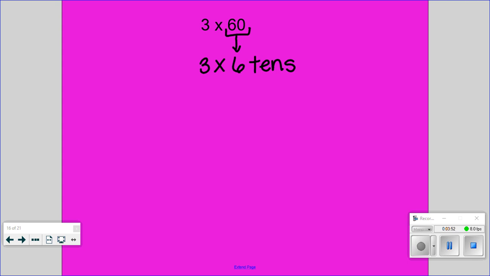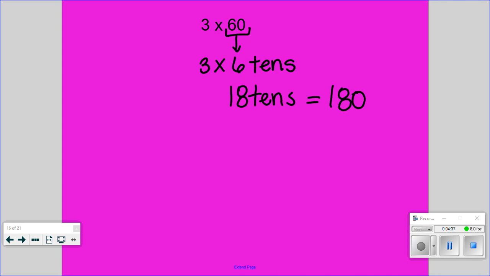So now I have 3 times 6. I know 3 times 5 is really close to 3 times 6. 3 times 5 is 15. I need another group of 3, which brings me to 18. So this is going to be 18 tens. Remember, we were counting tens. 18 tens. Ooh, that's going to be a little tricky. To translate that back into a number, 10 tens is equal to a 100, and then I have those 8 tens left over, so 100 plus 80 is going to give me a total of 180.